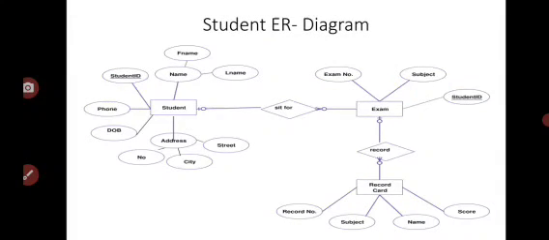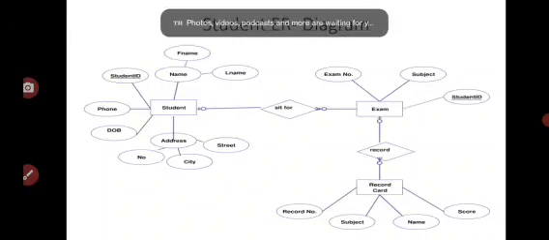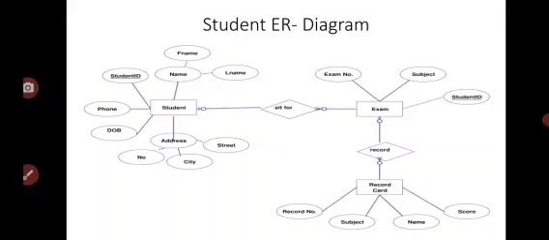Student ER diagram. Here there are three entities: one is student, another is exam, and another is record card. In the student we have several attributes such as first name and last name, so it is a composite attribute. Student ID is the key attribute. Then phone, DOB, and address with number, city, street. Sit for is the relationship that interconnects to another entity called exam, with exam number, subject, student ID. So exam will have the record, and the record card will have record number, subject, name, and score. So record is the relationship between the exam and the record card. So that is all about the student ER diagram.